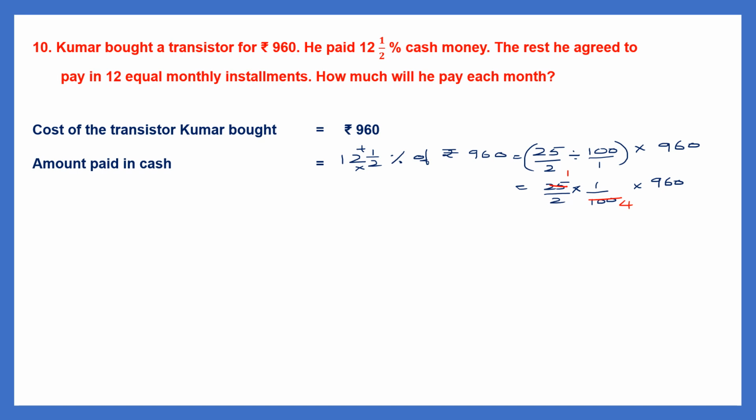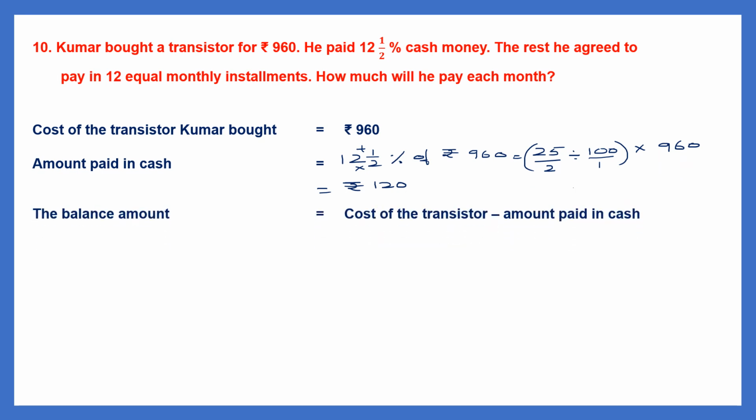Now I can cancel 4 and 960. 4 ones are 4. Now here 4 twos are 8. There is 1 left, so that becomes 16. 4 fours are 16 and I put the 0. I can cancel 2 and 240. 2 ones are 2. Now here 2 ones are 2. 2 twos are 4 and 0. So it is 120. So the amount paid in cash is rupees 120.